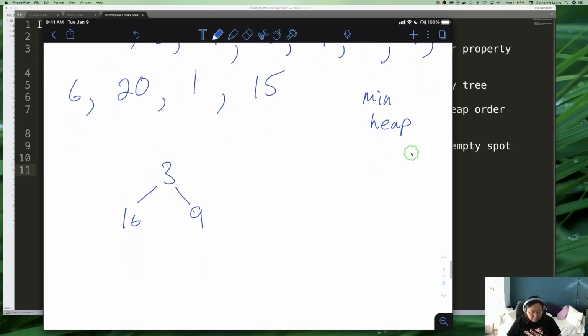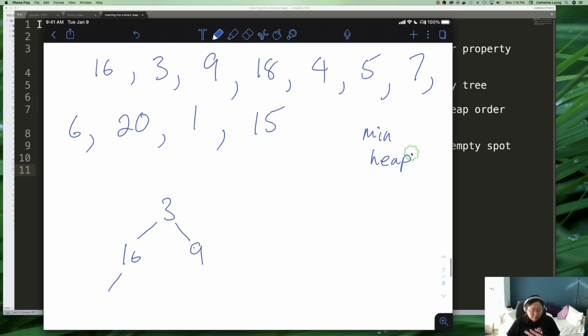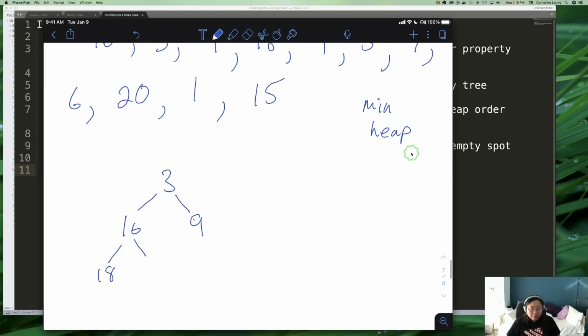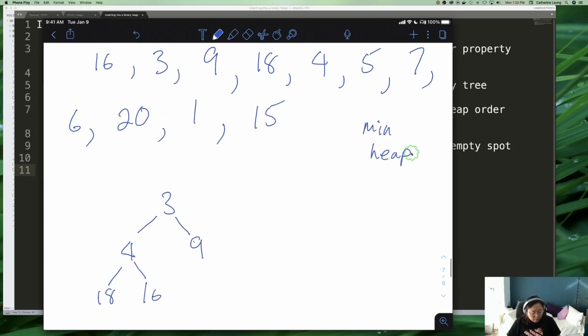What about 18? So the new node is to the left of 16. Can I put 18 in without breaking any rules? Yeah, 18 can go in here, no problem, because 16 is a higher priority than 18. Next one is 4. Can I put 4 in here? Is 16 higher priority than 4? The answer is no. So we're going to take the 16, pull it down one level, and put the 4 into its place right here. 3 is higher priority than 4, so I don't have to move the 3.